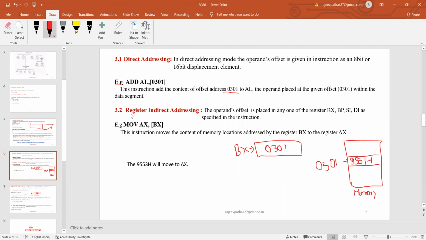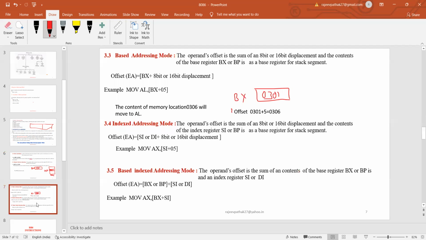So in the first method, the offset is directly given in the instruction. In the second method, the offset of a memory address is specified in any one of the registers BX, BP, SI, or DI. An example of register indirect addressing mode is MOV AX, [BX]. Okay, so now the third method of addressing mode is called based addressing mode.